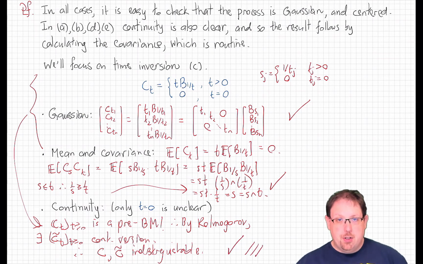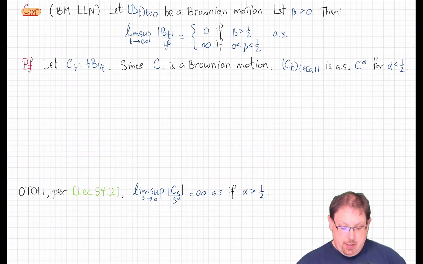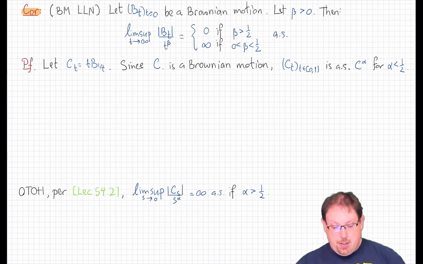That time inversion symmetry is super handy because it allows us to deduce large time behavior of Brownian motion from small time behavior. And to see one example of that, let's now look at a version of the law of large numbers for Brownian motion. If we have a standard Brownian motion and we have some parameter beta greater than 0, let's look at how Brownian paths B_t grow as t goes off to infinity compared to the polynomial rate t^beta.